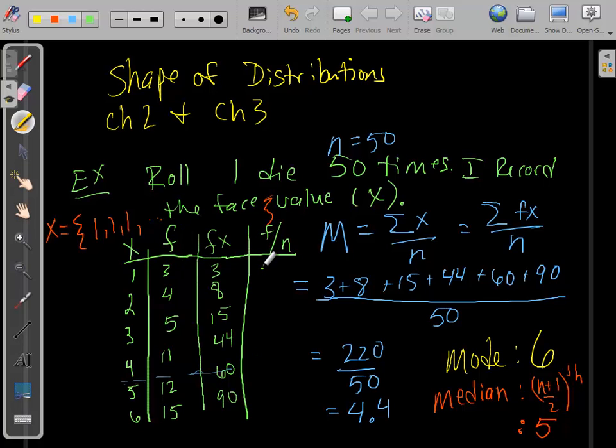So this would be 3 out of 50, which is 0.06. The value 2 occurs 4 out of 50, which is 0.08. So 8% of the time we saw a value of 2. Value 3 pops up 5 out of 50, which is 10% of the time. Value 4 is 22% of the time. The value 5 is 24% of the time, and the value 6 occurs 30% of the time.